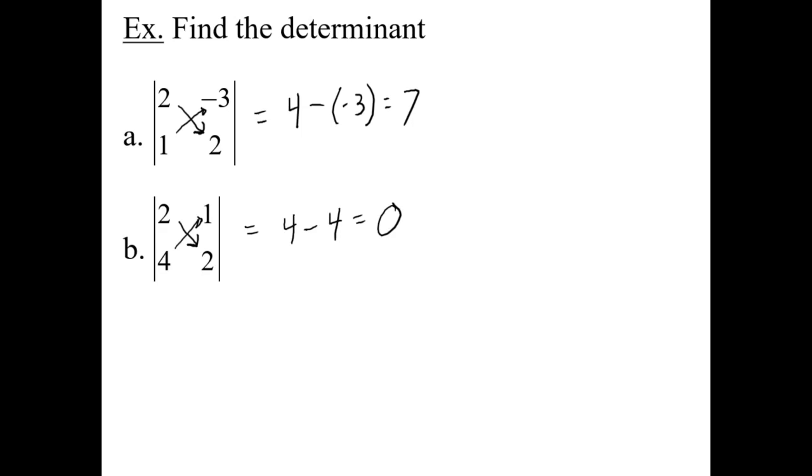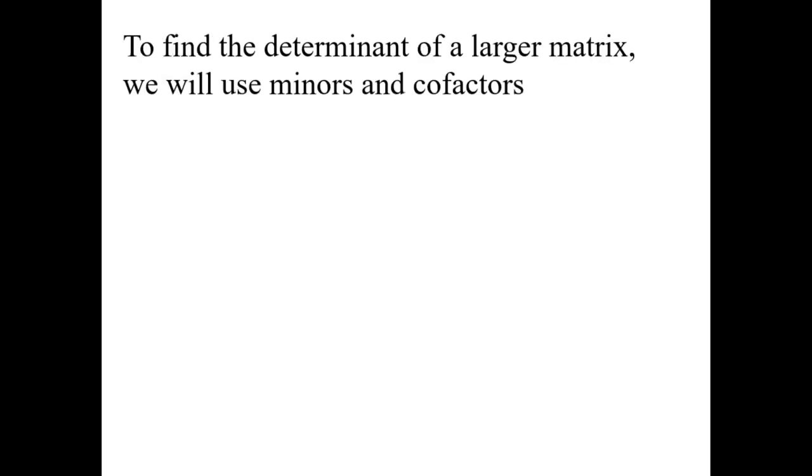Now, this is the determinant of a 2 by 2 matrix. Cool. To find the determinant of larger matrices, we first need to talk about what are called cofactors and minors. So to find the determinant of a larger matrix, we're going to use minors and cofactors. Let me explain what I mean by these.